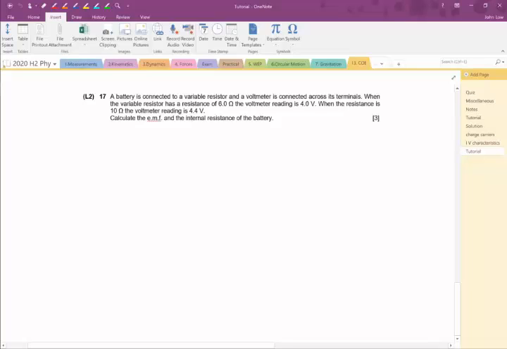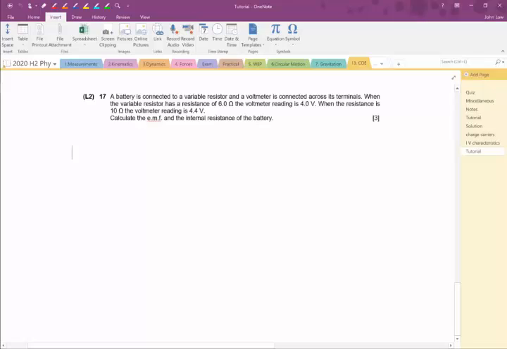In question 17, we have a battery connected to a variable resistor and a voltmeter connected across its terminals. When the variable resistor has a resistance of 6 ohms, the voltmeter reads 4 volts, and when the resistance is 10 ohms, the voltmeter reads 4.4 volts. Calculate the EMF and internal resistance of the battery.